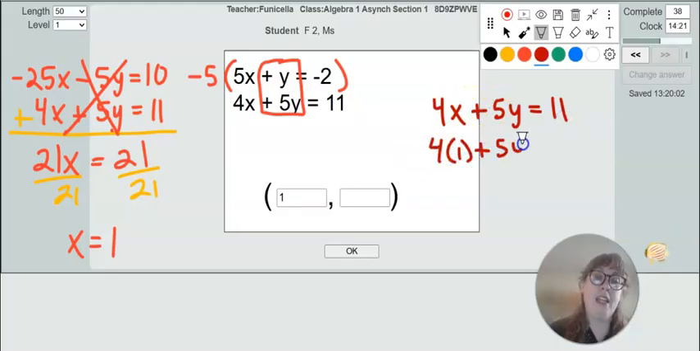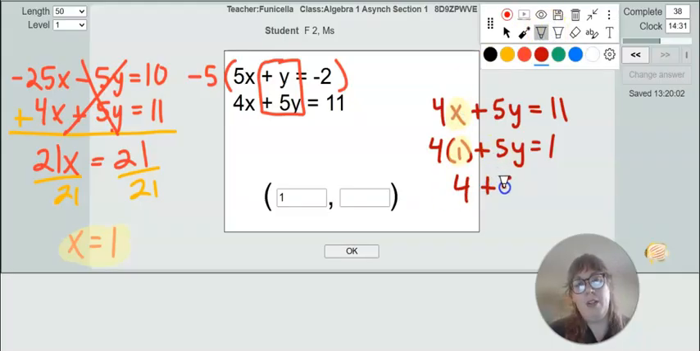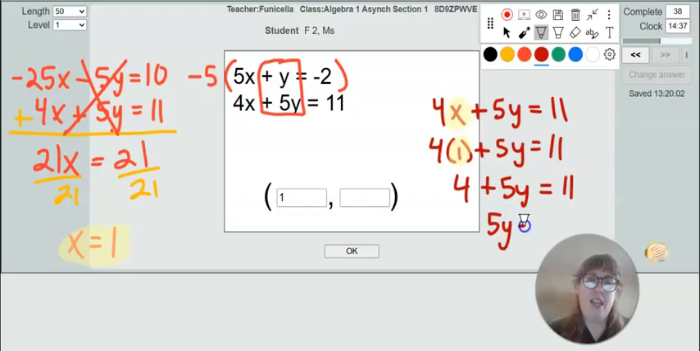So I'm rewriting the equation, but I substituted in that value of 1 for x so that we can solve for y. 4 times 1 is 4, plus 5y equals 11. Subtract 4 on both sides to get 5y equals 7. And then we would divide both sides by 5. And it's a fraction, but that's okay. y equals 7 over 5.